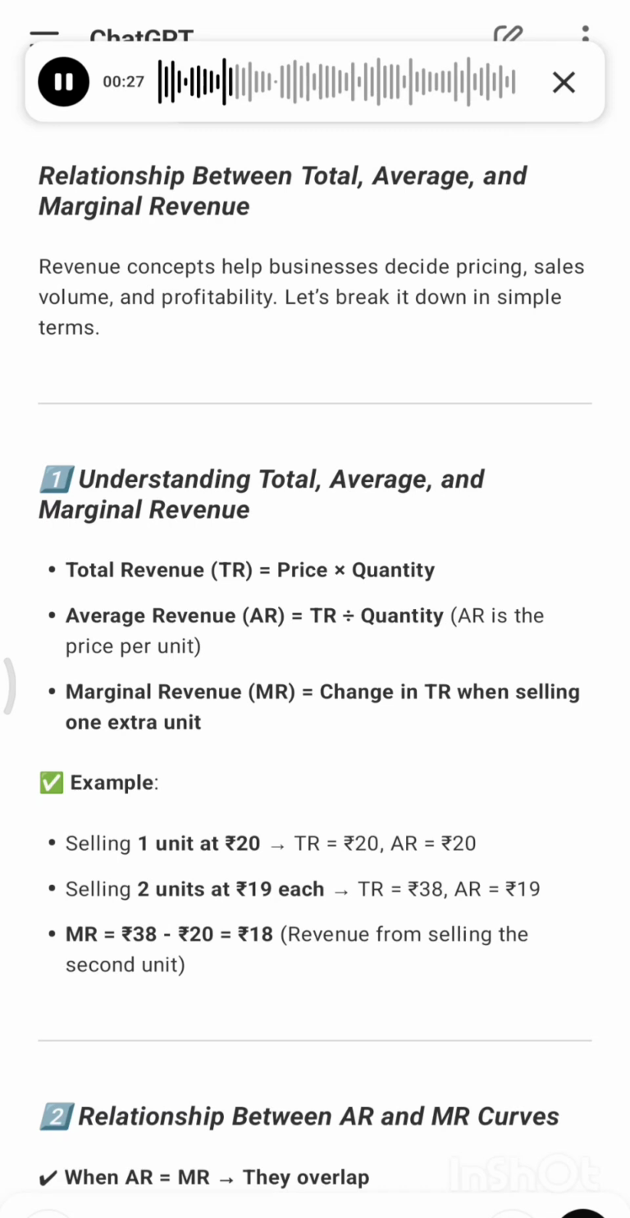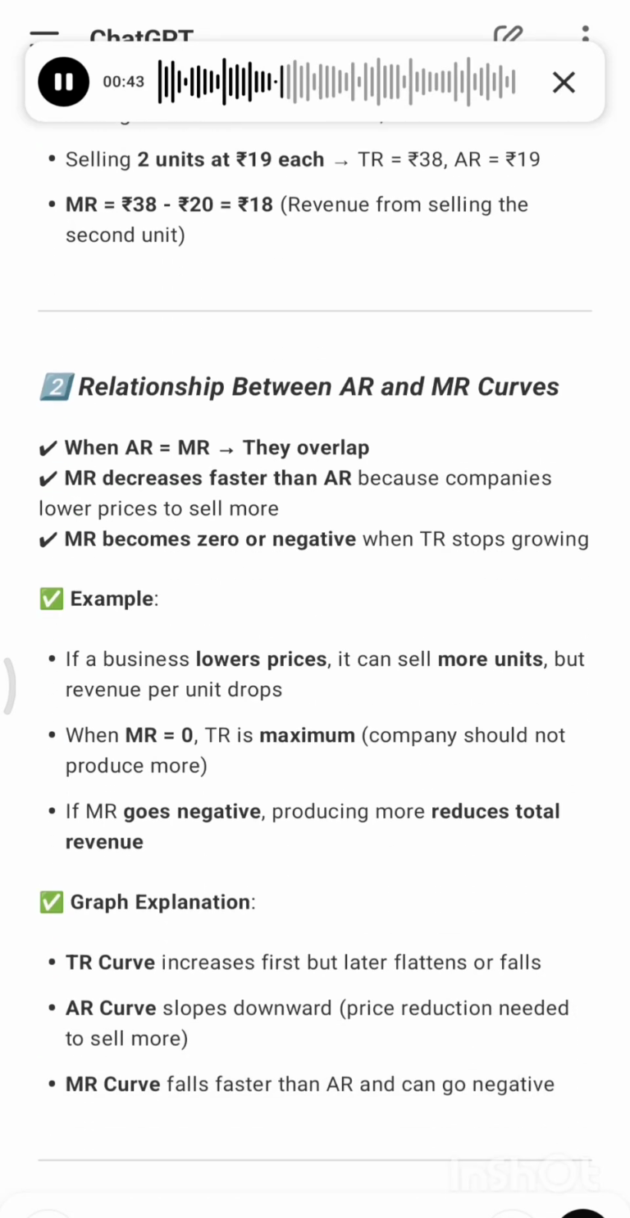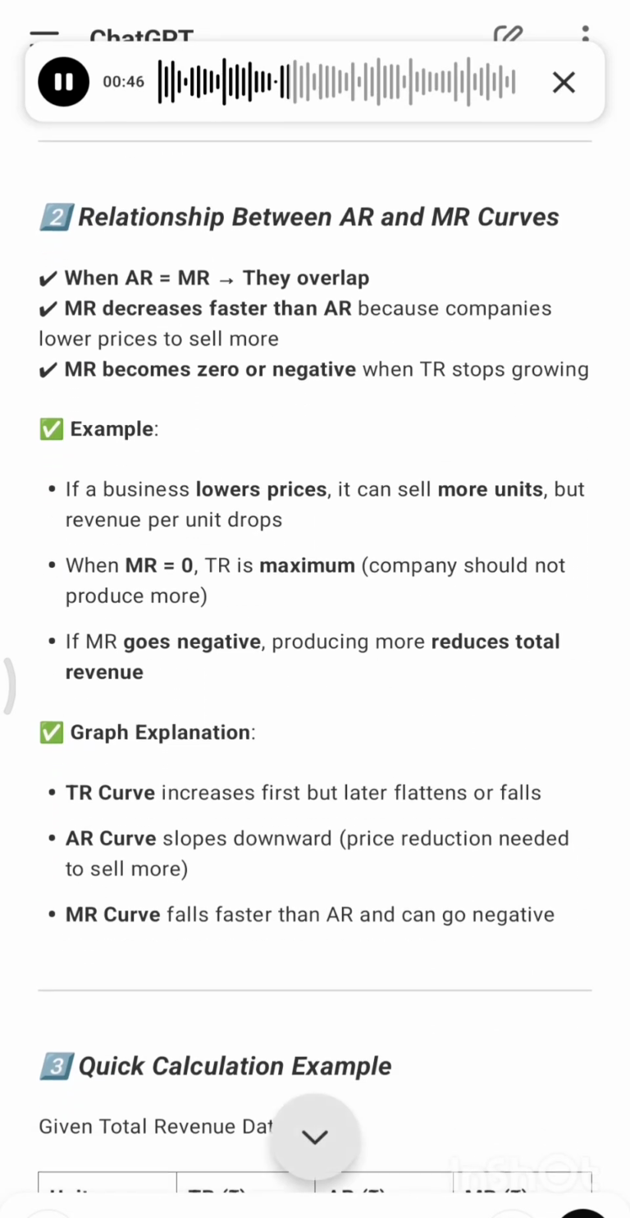Example, selling 1 unit at 20, TR equals 20, AR equals 20. Selling 2 units at 19 each, TR equals 38, AR equals 19. MR equals 38 minus 20 equals 18, revenue from selling the second unit. 2. Relationship between AR and MR curves. When AR equals MR, they overlap. MR decreases faster than AR because companies lower prices to sell more.